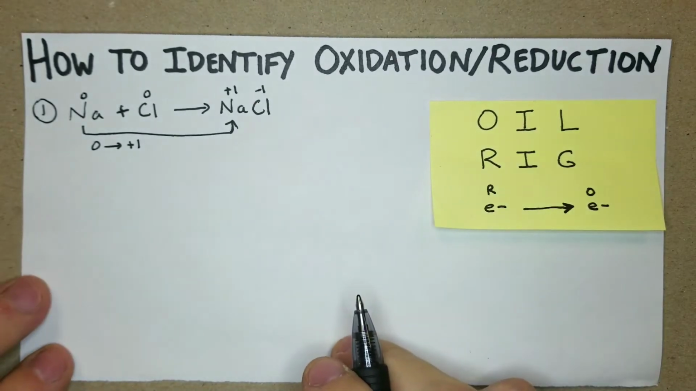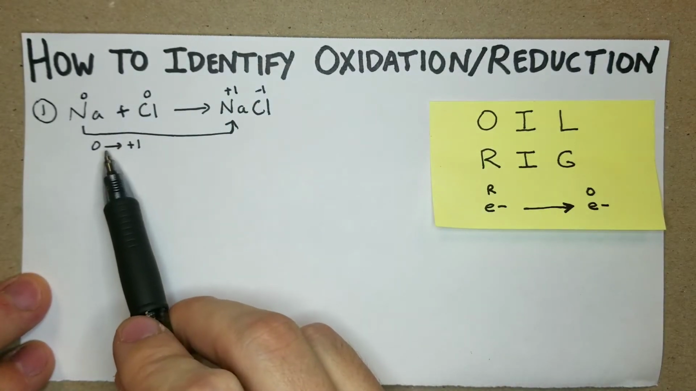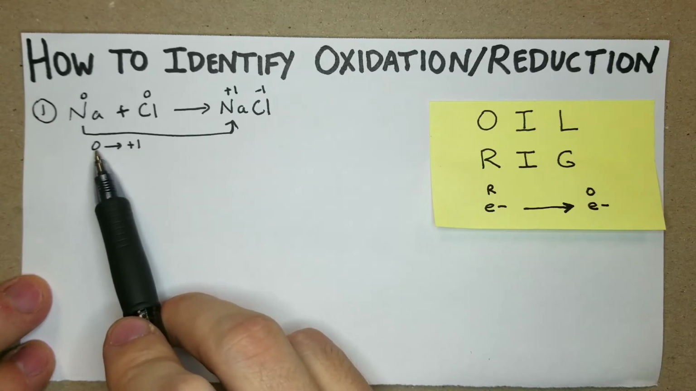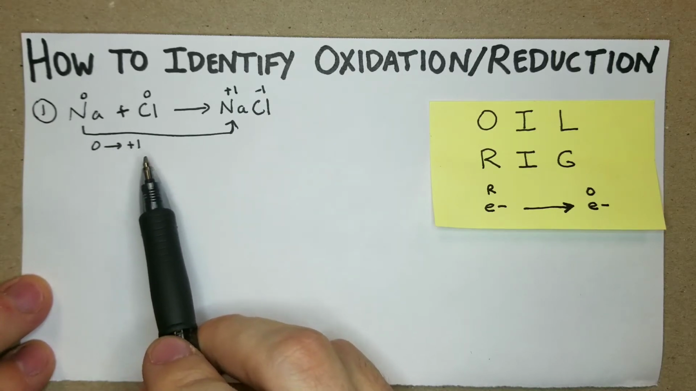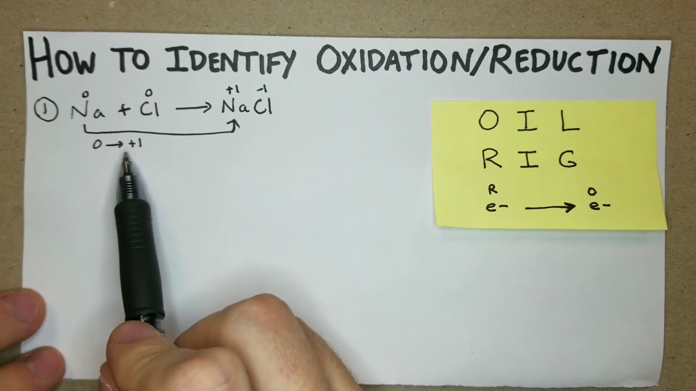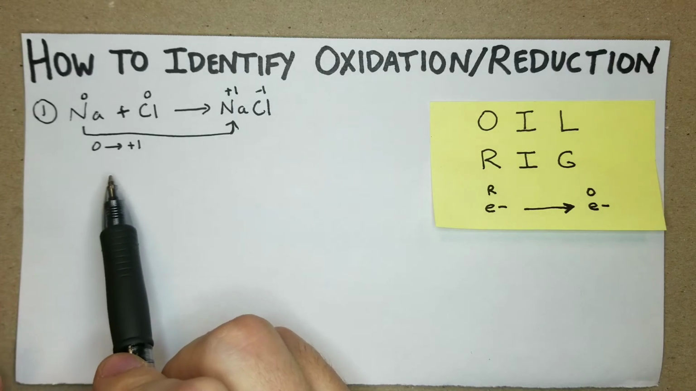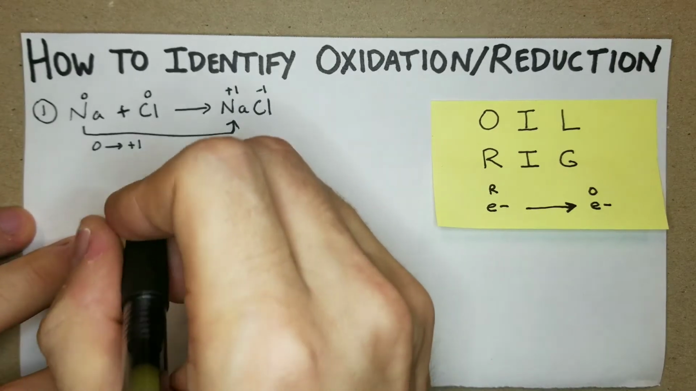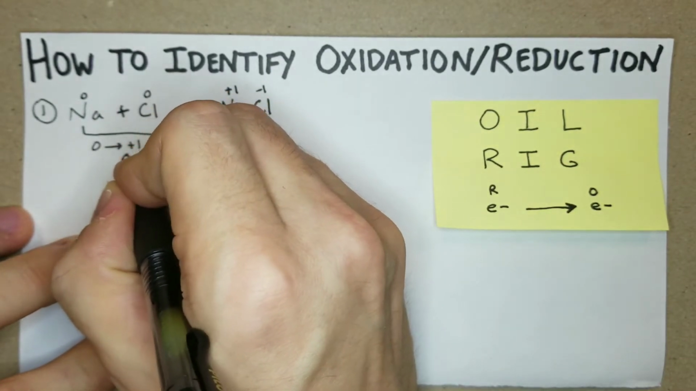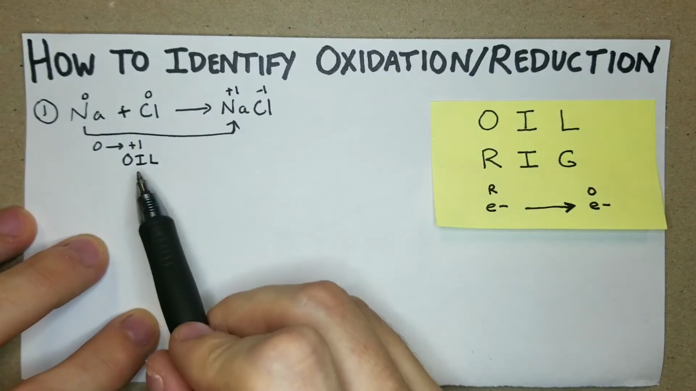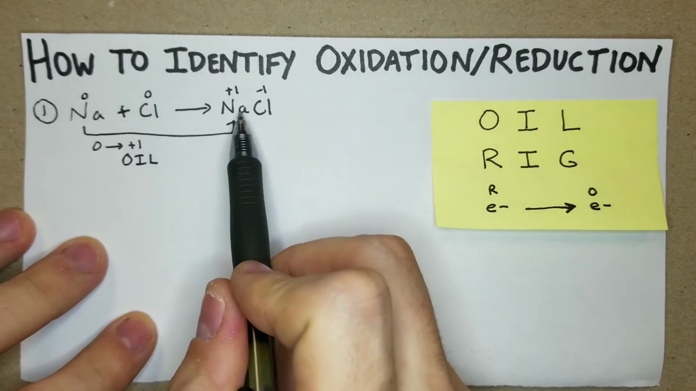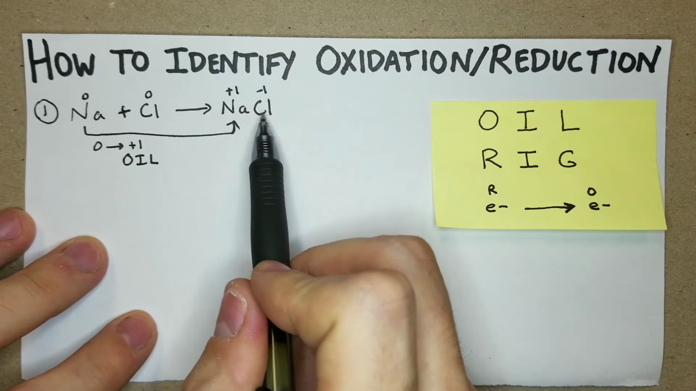Now, this is the part that sometimes loses people: figuring out the difference between the positives and the negatives. If the charge increases by 1, since electrons are negatively charged, that means that we have, in this case, lost an electron in order to increase our charge. So in this case, we can write out OIL. Oxidation is losing. It loses 1 electron in order to bond with chlorine.